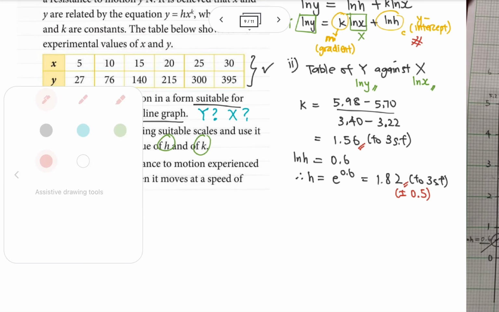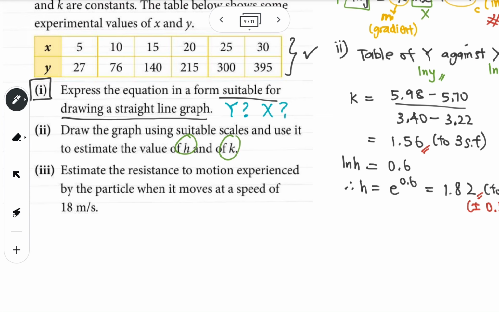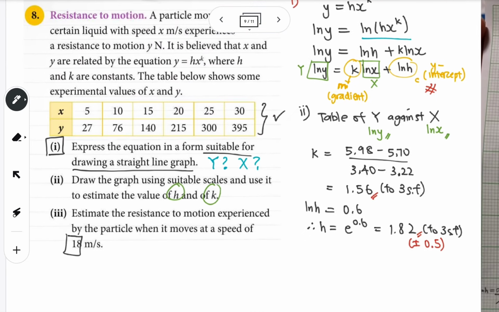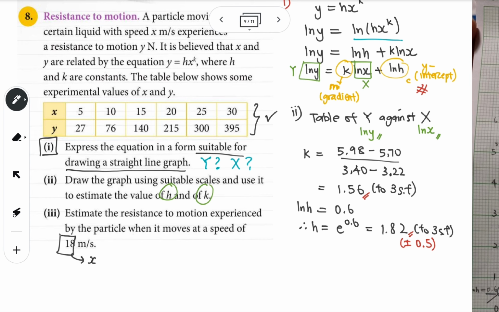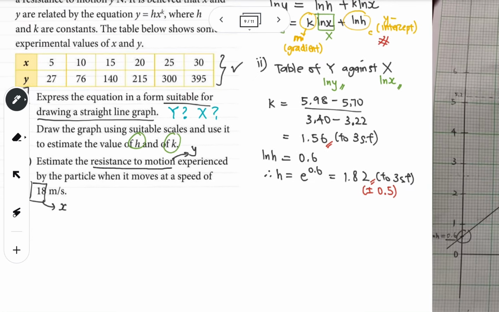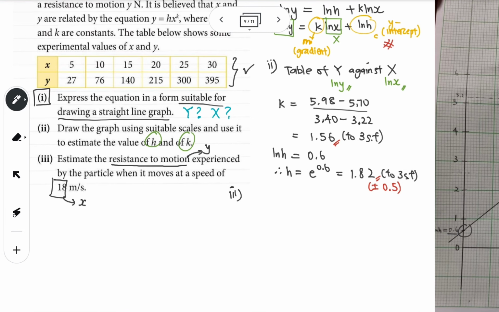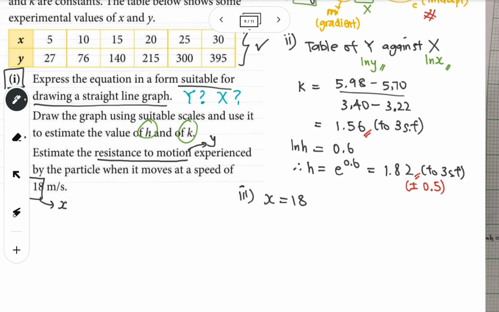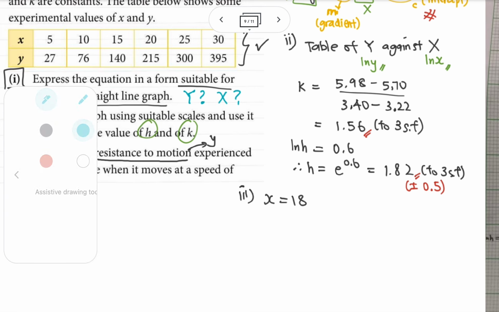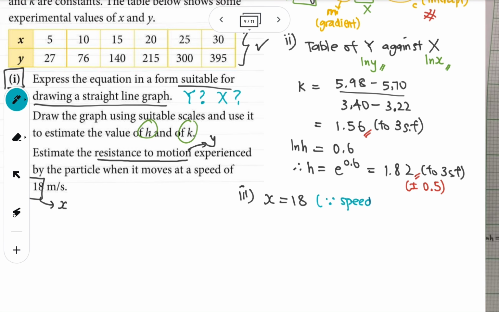Now part 3 is to estimate the resistance to motion experienced by the particle when it moves at a speed of 18 meters per second. This 18 refers to speed, which is x. And note that resistance to motion is my small y. So let's see, my x is 18, because my speed of 18 meters per second means x is 18.